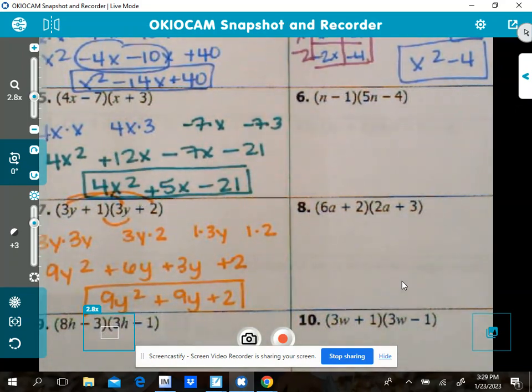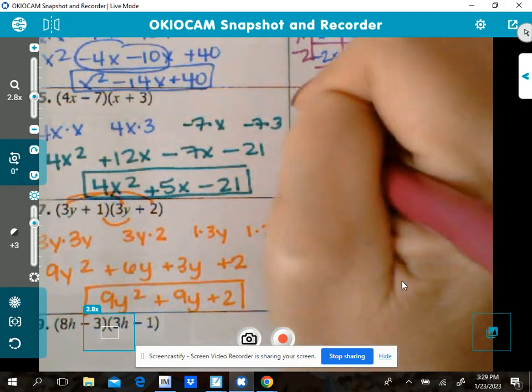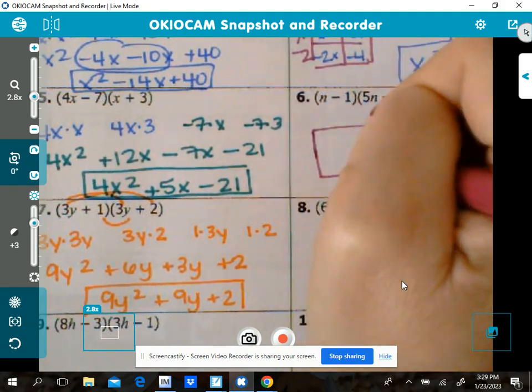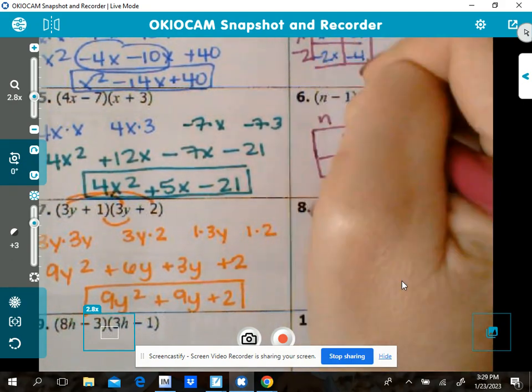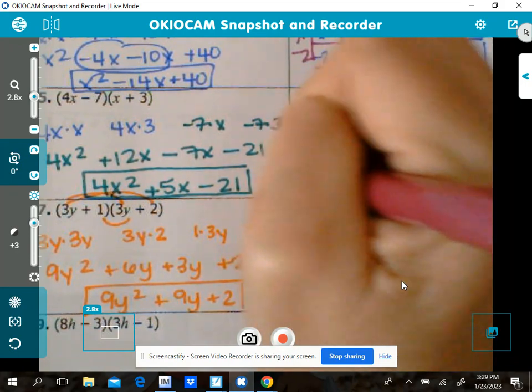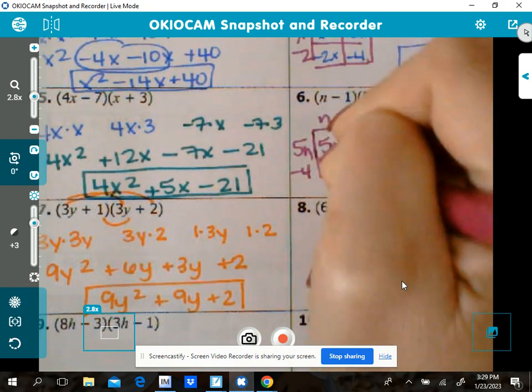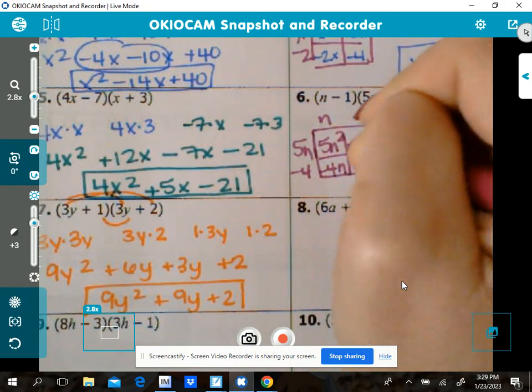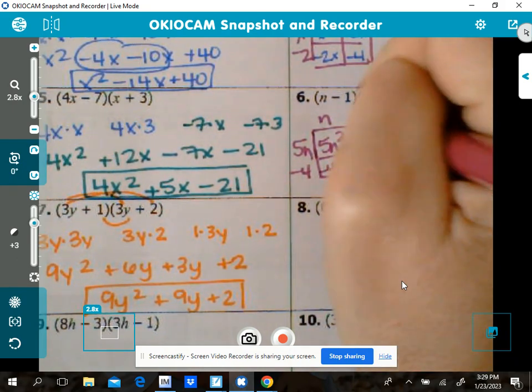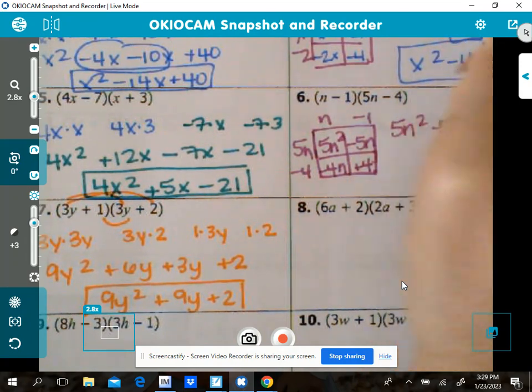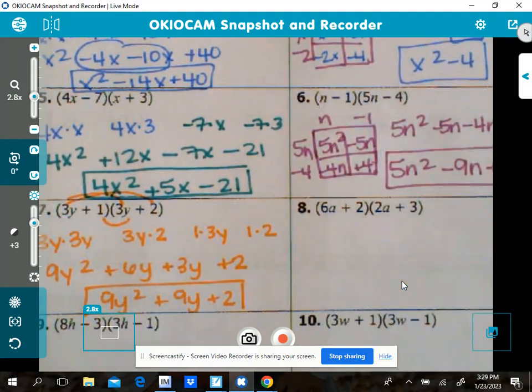And then a couple more box methods over here. So that's 5n squared minus 5n minus 4n plus 4. Which gives me 5n squared minus 9n plus 4.